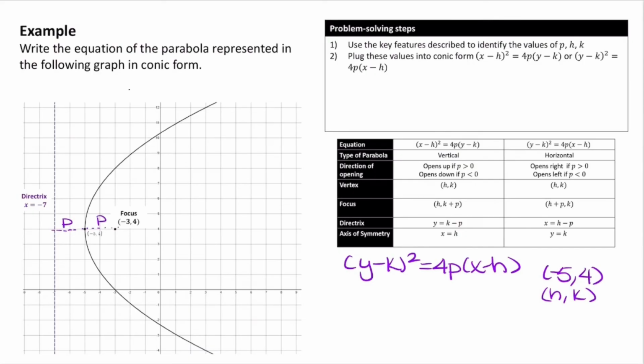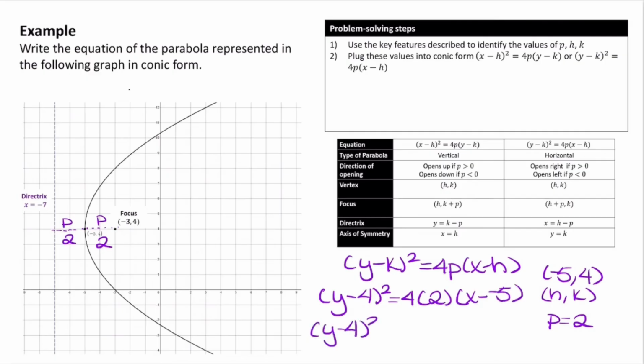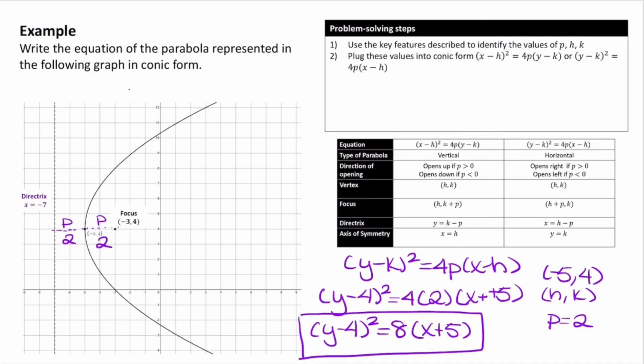Both of these distances are the same. The nice thing about having a graph is that you can basically just count. You can see that the vertex is 2 units away from the directrix, and it's also 2 units away from the focus. So I know that p equals 2. If I plug into this equation, I have (y minus 4) squared equals 4 times 2 times (x minus -5). That gives me (y minus 4) squared equals 8 times (x minus -5). Minus negative becomes plus, so we have 8 times (x plus 5). So this is the equation now in conic form: (y minus 4) squared equals 8 times (x plus 5).